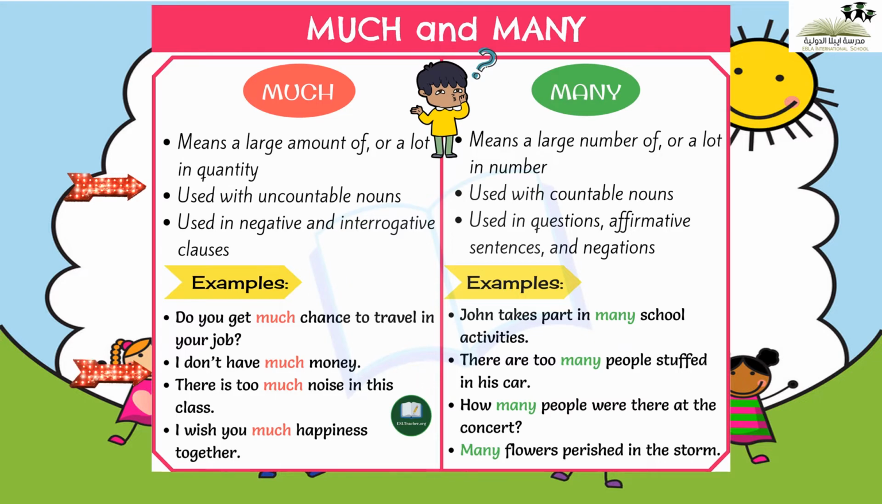Let's have some examples. Do you get much chance to travel in your job? I don't have much money. There's too much noise in this class. I wish you much happiness together. Notice that after the word much, such as chance, money, noise, and happiness, they are all uncountable nouns, meaning you cannot count them one by one.